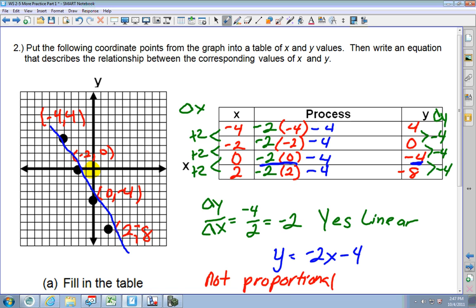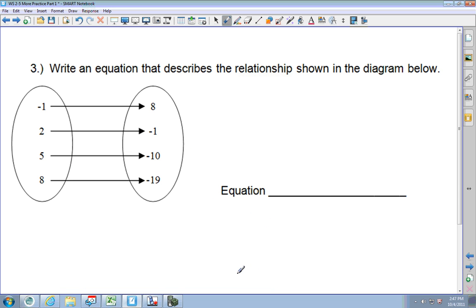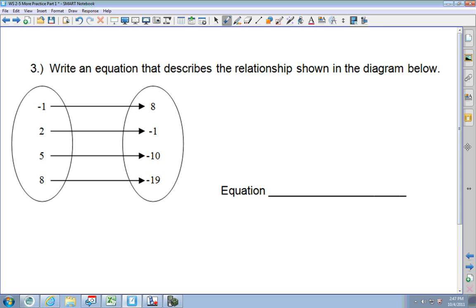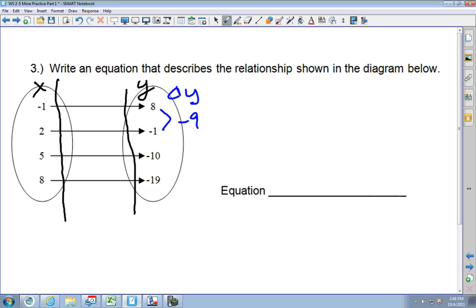The next one. Let's see what other questions they have with this. Oh, no others right now. Okay, so right here, write the equation shown by this diagram. Let me draw in my table, because I've got x, then y. So I've got delta y, the change in y, is negative 9, negative 9, negative 9.